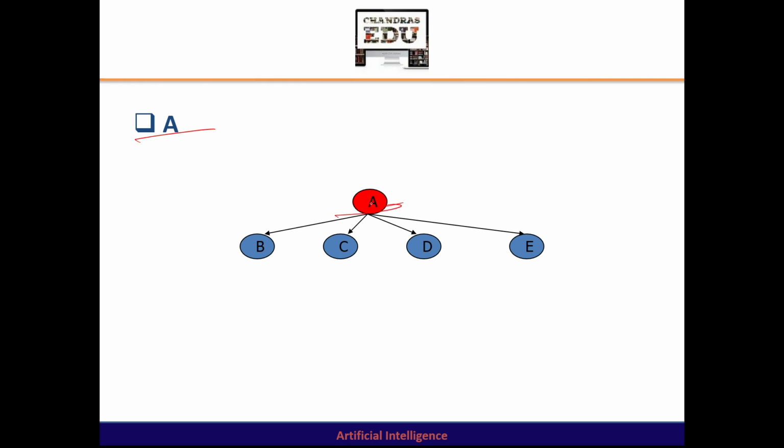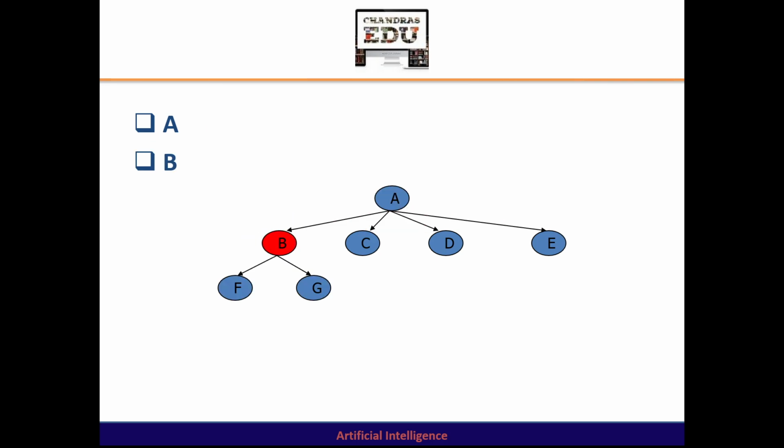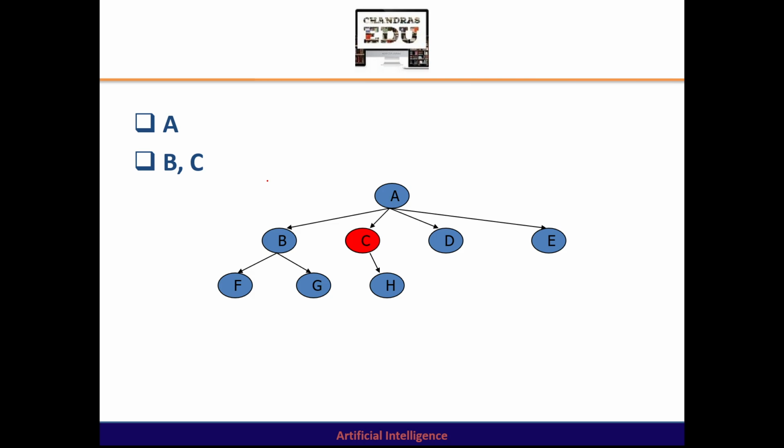From A it is expanded, that is B, C, D and E. You can find here B, C, D, and this is expanded. And in the next step, B will be explored, and it is also expanded to F and G. And next, when you are going for the next step, it will go to the same level as B, that is C will be covered.